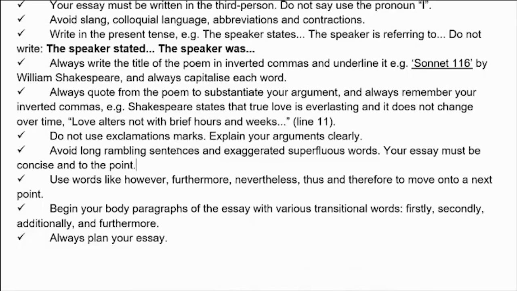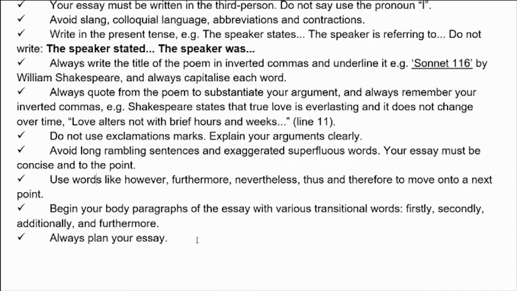Avoid long, rambling sentences and exaggerated, superfluous words. Don't try to use flowery adjectives and adverbs, and combining different sentences with your conjunctions and all of that. Keep your sentences simple, straight to the point. Your essay must be concise. Use words like however, furthermore, nevertheless, thus, and therefore to move on to the next point, instead of joining long, long sentences.